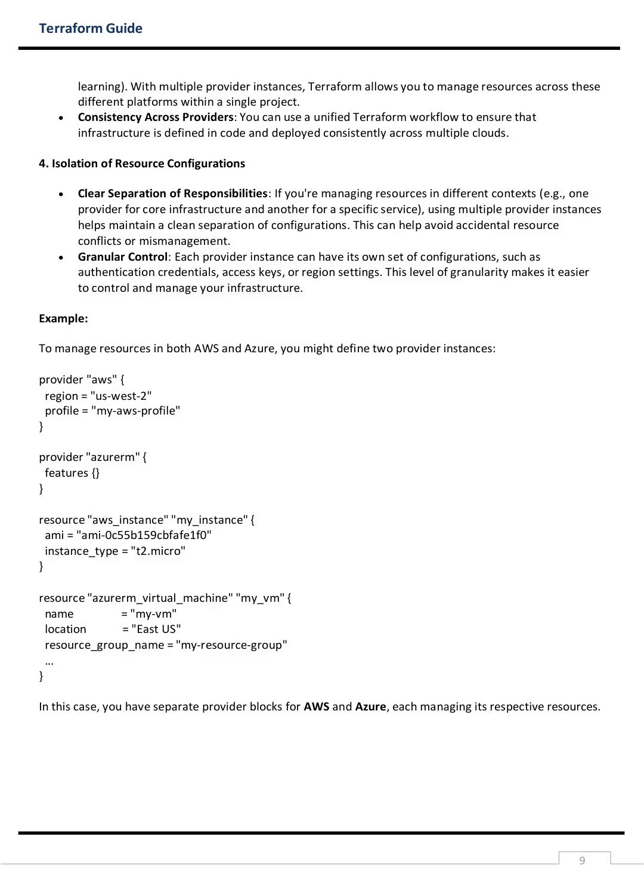This can help avoid accidental resource conflicts or mismanagement. Granular control. Each provider instance can have its own set of configurations, such as authentication credentials, access keys, or region settings. This level of granularity makes it easier to control and manage your infrastructure. Example. To manage resources in both AWS and Azure, you might define two provider instances. Provider aws, provider azurerm, where resource aws_instance my_instance, resource azurerm_virtual_machine my_vm. In this case, you have separate provider blocks for AWS and Azure, each managing its respective resources.